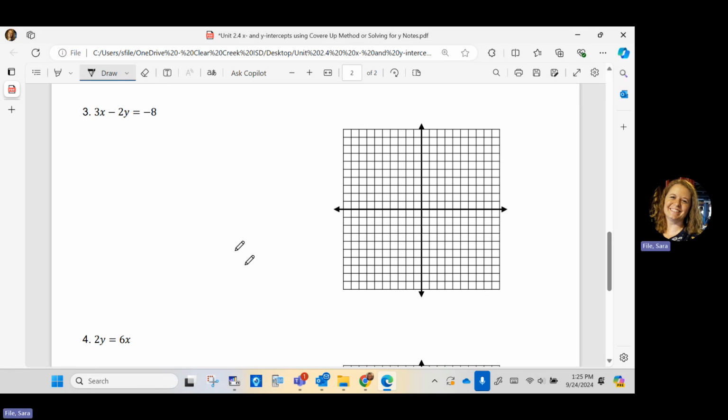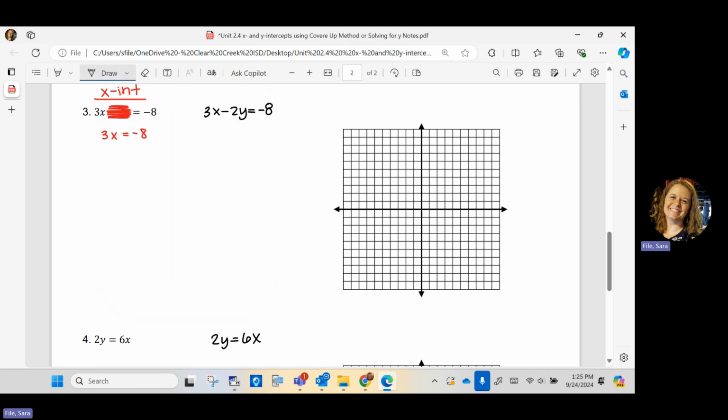Here I'm going to repeat the equation again. I'm finding the x- and y-intercept. All right, so to get the x-intercept, I cover the y term. So the y is gone. I've just got 3x equals -8.